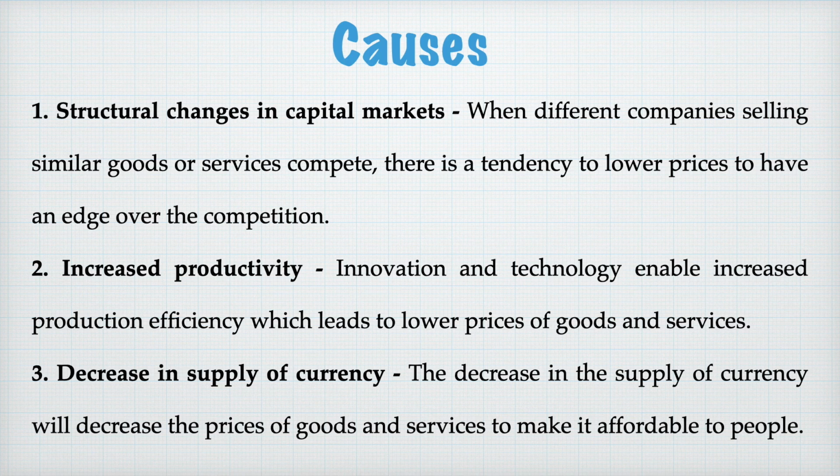Third, decrease in supply of currency. The decrease in supply of currency will decrease the prices of goods and services to make it affordable to people. Now, this is the third cause, that is the decrease in supply of currency. That means there is not enough amount of money in circulation in the economy. So, these are the three different causes for deflation: structural changes, increased productivity, and decrease in supply of currency.